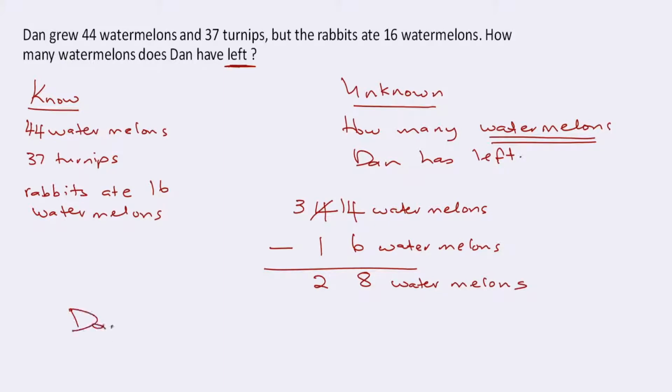So let's write it. Dan has 28 watermelons left. The important thing to know here is we did not use turnips in any of our work, because the question doesn't really focus on turnips. It's more focused on the watermelons.